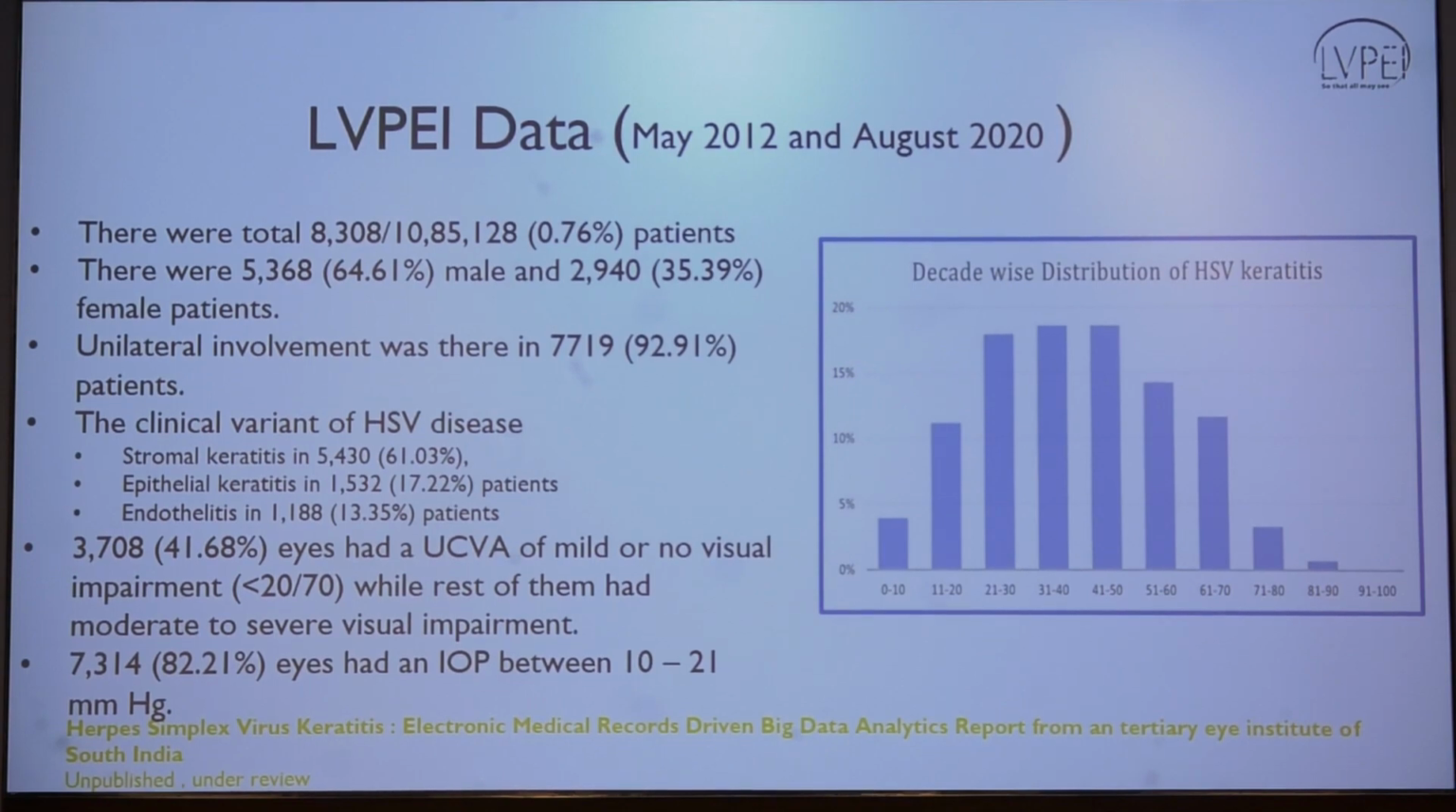This is data from LVP, whose paper is under review. From 2012 to 2020, we saw around 8,308 patients, and there are subgroups which are going to be analyzed. In our series, the most common presentation is stromal keratitis followed by epithelial keratitis, which is a little contrary to the published series. But overall, this may be the pattern of herpes keratitis which we see here, because many of the epithelial keratitis cases are self-resolving.